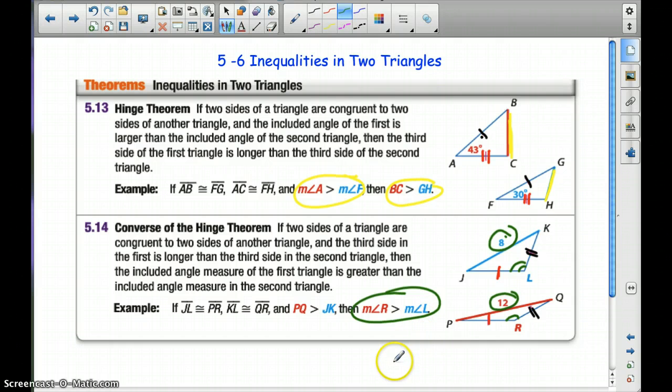Okay, now that you know what this Hinge theorem is saying, go tell somebody right now. Go tell somebody what it is. I'll time you. Pause the video. Ready, set, go. Did you tell somebody? I hope you told somebody, because that's the best way to learn. And you never know when you're going to need to use the Hinge theorem.